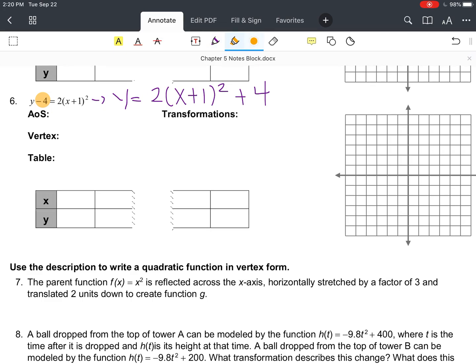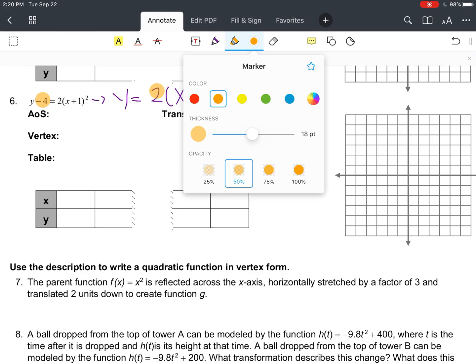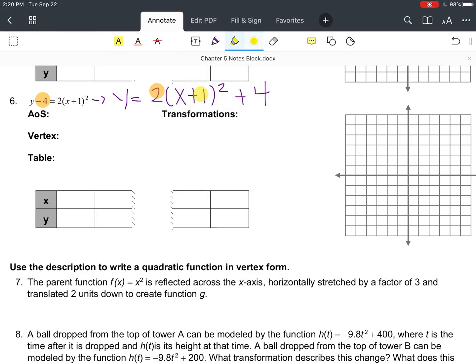So now I notice 3 things. I have a 2 out in front, and then I have a plus 1 on the inside of my parentheses and a plus 4 at the end. For the axis of symmetry, again, I just care about what's in parentheses, and I do the opposite. Well, I have x plus 1, so it's going to be x equals negative 1 for my h. So my vertex is going to be negative 1, comma, my k, which is 4 at the end. It's going to be a positive 4.